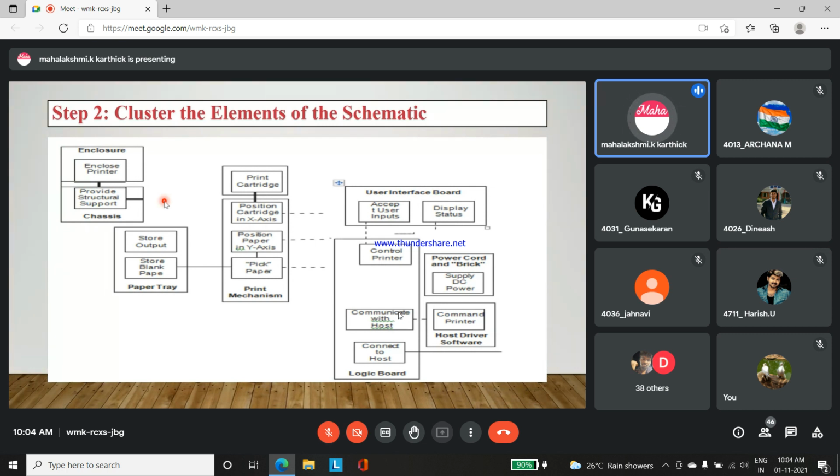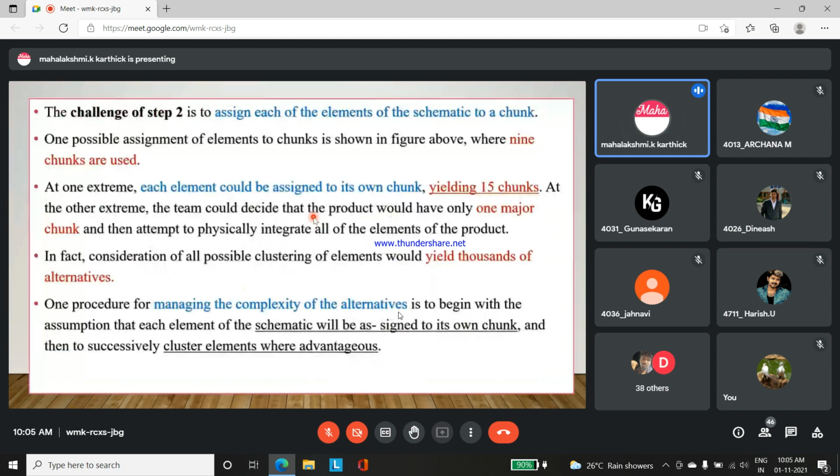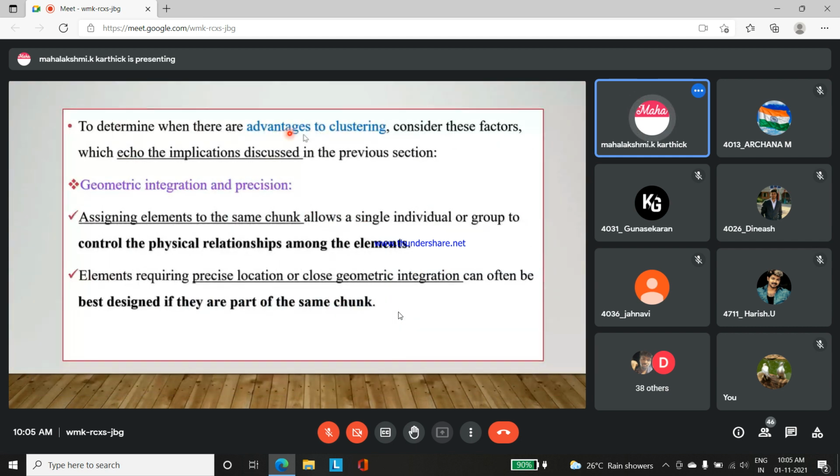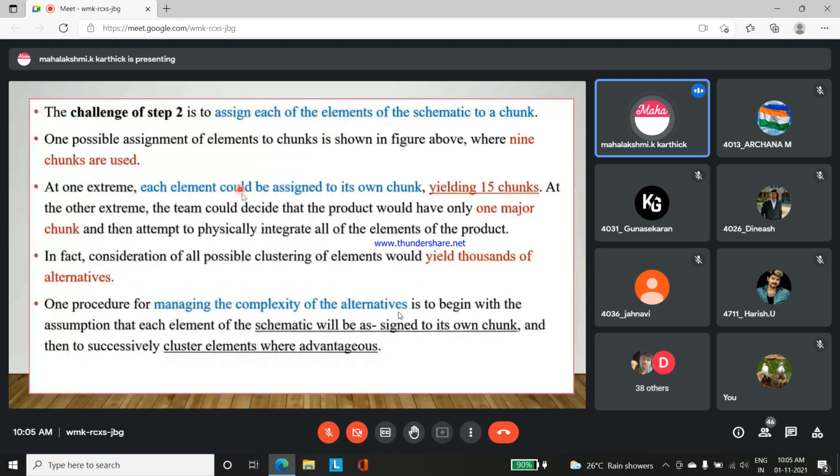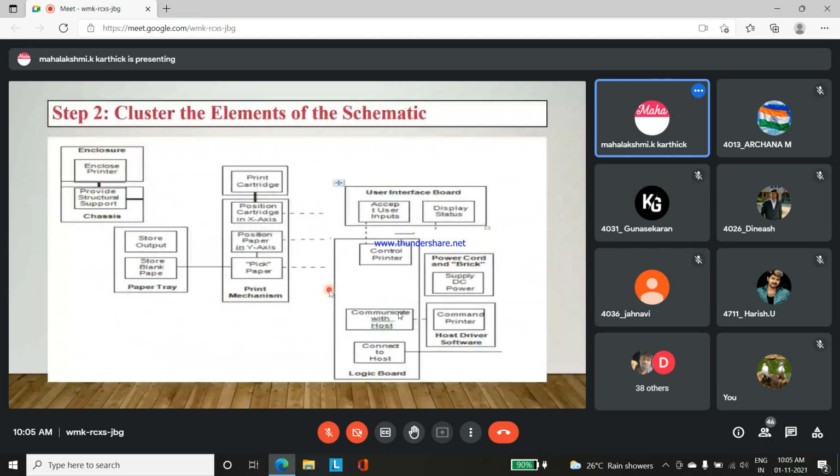And for following this cluster, I have already told you clustering the elements is not an easy job. You have to keep many issues in your mind and then only group these elements. So what are the normal advantages in grouping these elements that we saw last class? What elements have been grouped? Enclose printer, provide structural support. These elements we found in the step 1 process as separate elements. Now they are grouped into one and called the case. Case means, as I have already told, a metal part covering the elements.